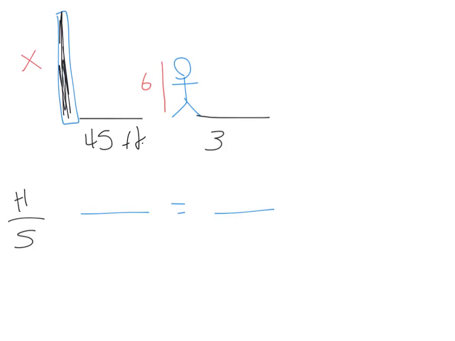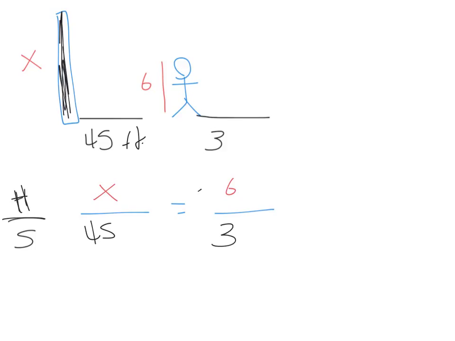So setting up our proportion, there are many ways you can do this. I'm just looking at the height of the object over the shadow. So the height of the totem pole we don't know, but we do know that the shadow of that object is 45. The height of the man is 6 and the shadow is 3.